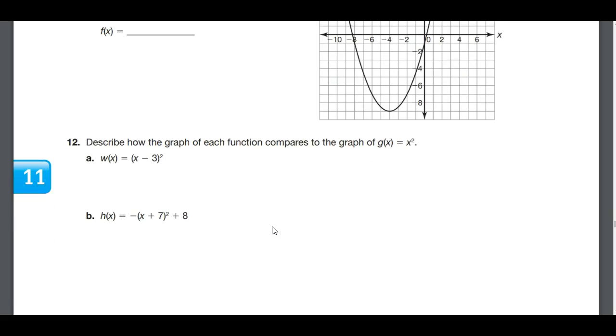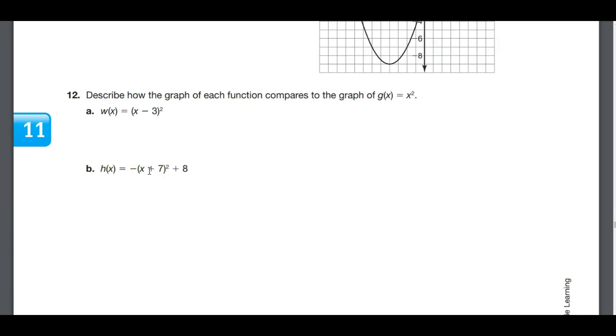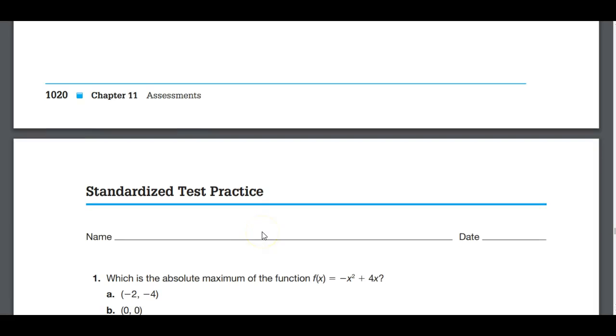Okay, describe how the graph of each function compares to the graph of g of x equals x squared. So the difference with this one is that it has been shifted. See that -3 tells me it's been shifted to the right 3. And this one would have been shifted to the left 7, or translated to the left 7 and down 8, and then the whole thing would be reflected across the x-axis, right, with that negative sign there. So to the left 7 and down 8, and then the whole thing gets reflected across the x-axis.